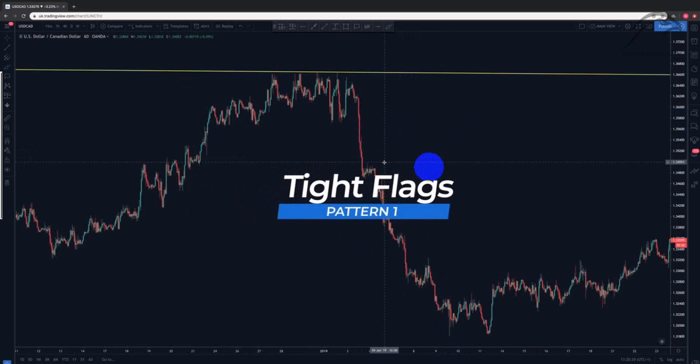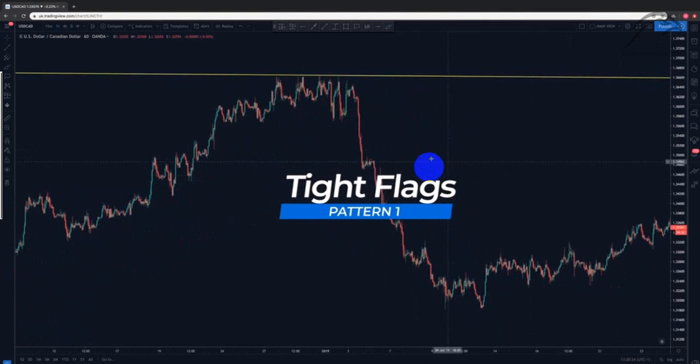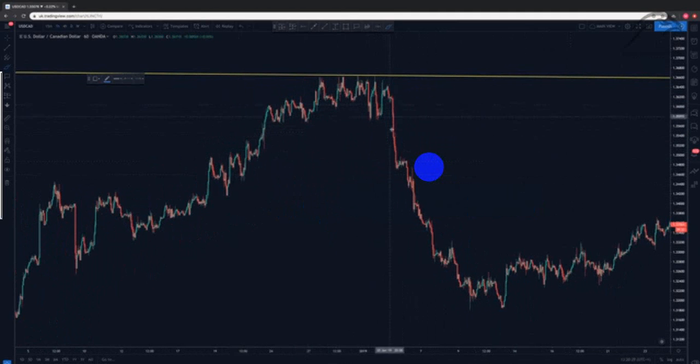So with the first type of flag, we're going to be looking at tight flags. And remember, it's important to utilize multi-time frame analysis. Looking at the high time frame structure is key. So if we look at price before we push down, we have this consolidation here. So this is just one big correction. We finally commit, we have our impulse, and then we have our tight flag.